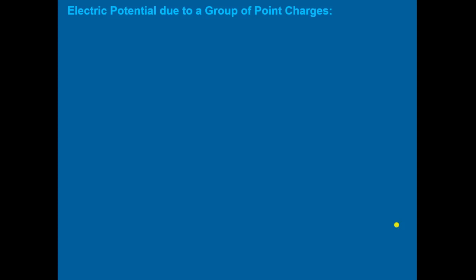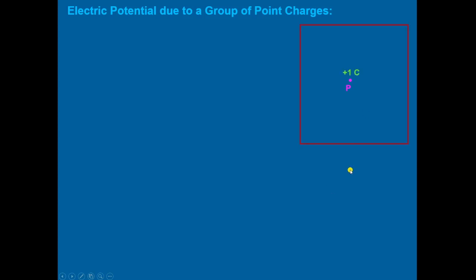While using this relation, the previous relation of potential for the point charge, we need to consider the positive and negative sign of a charge. Potential at a point due to a positive charge is positive, and it is negative for a negative charge. Then we come to the next topic, that is electric potential due to a group of point charges.